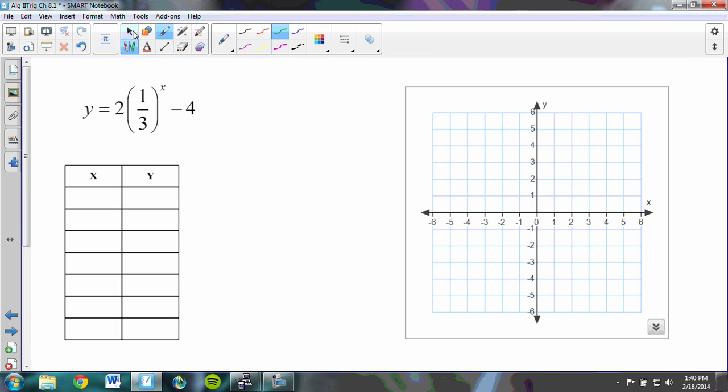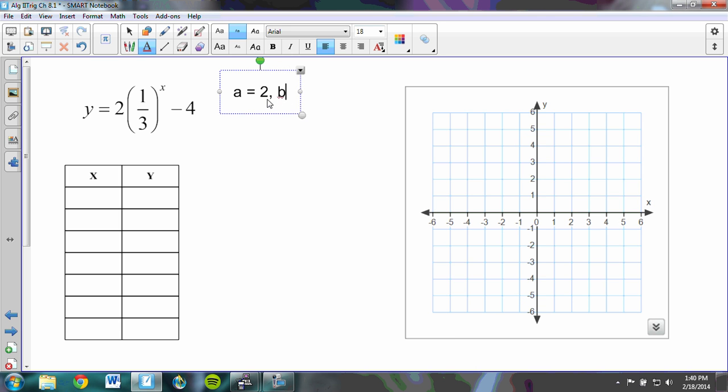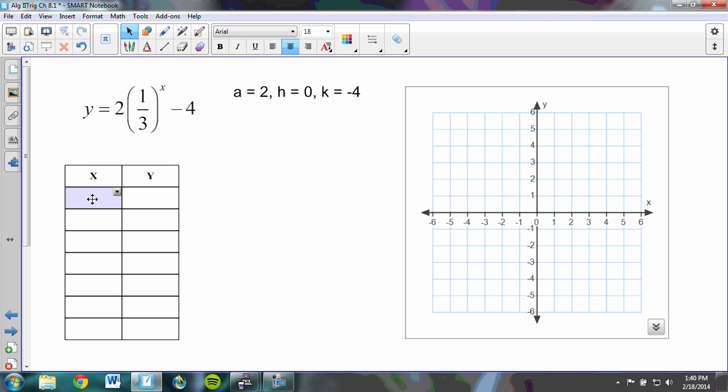Okay, let's graph this. Right now, this has an A value of 2, H value of 0, and a K value of -4. You don't always have to plug in these 3 points. We're going to do this for today and for your homework, but eventually you'll find a faster and better way to do this. -3, -2, -1, 0, 1, 2, 3. Well, I'll plug in 0 first. 1/3 to the 0 is 1. 2 times 1 is 2, minus 4. It's -2.